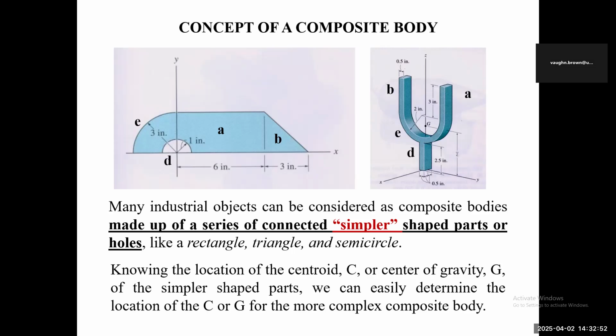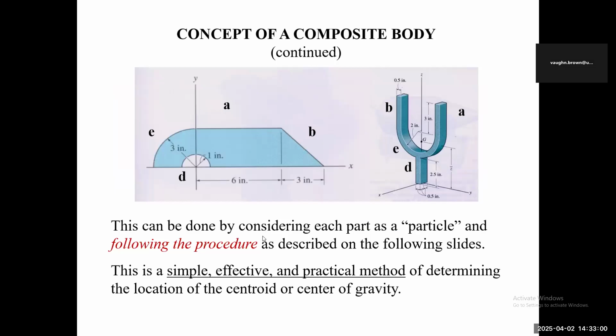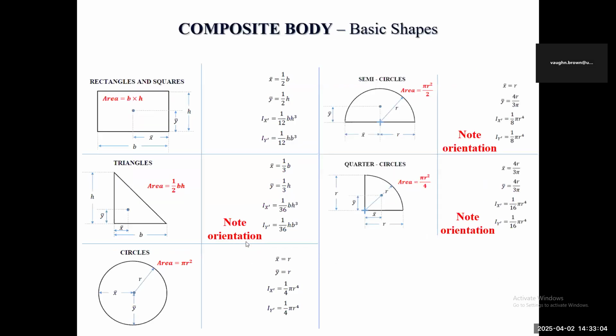So let's label it A, B, D, and E. They never bother to use C. All right, good. So we're going to look at it now. It says that we must consider the particle. We have done that already.